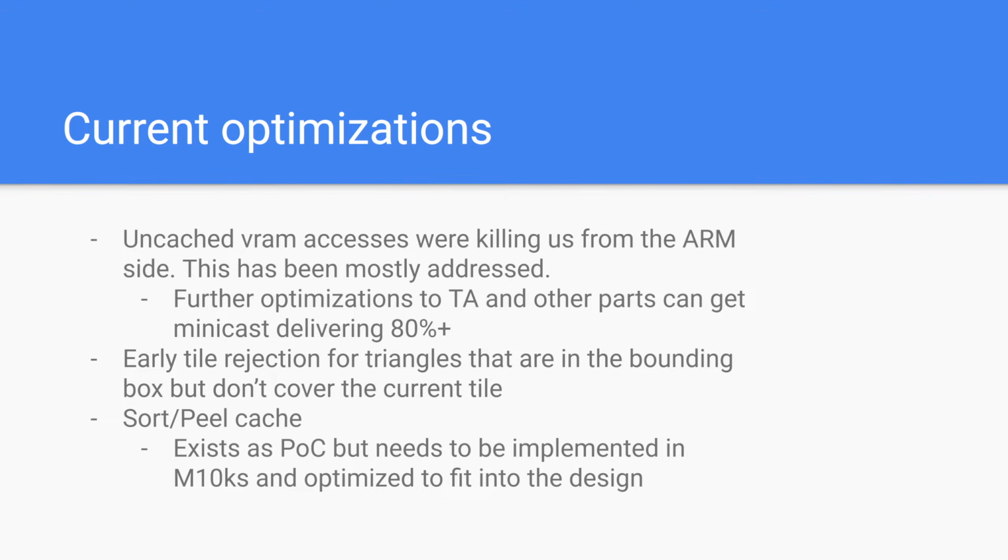So this is one extra step before we process the tile, the ISP tile, that removes triangles that are actually not in this tile, even though the bounding box says it does.